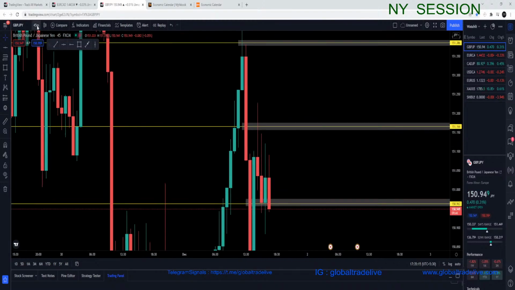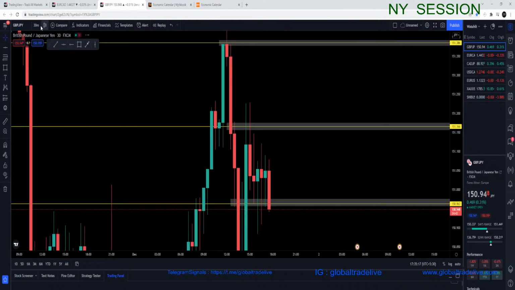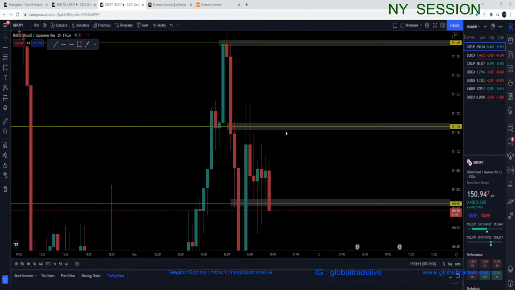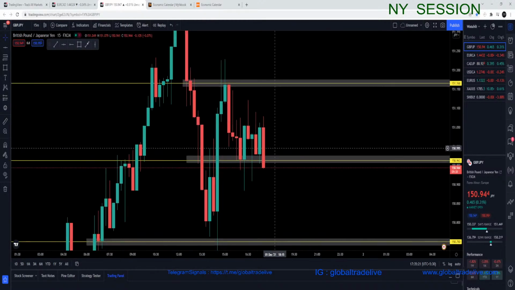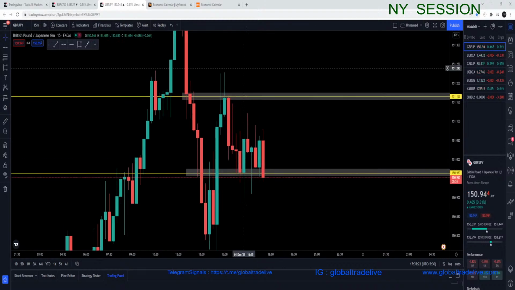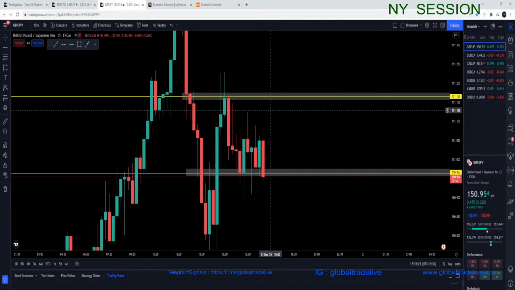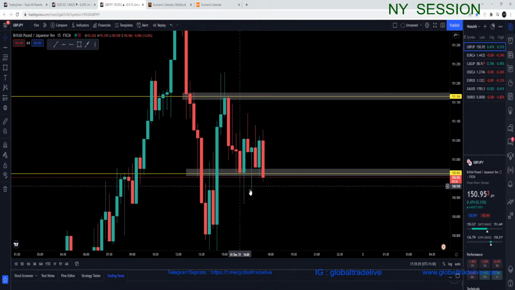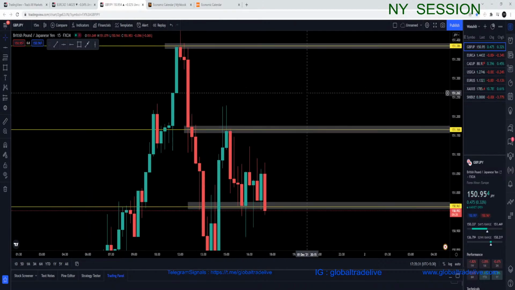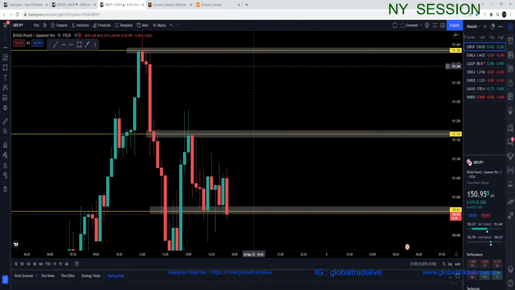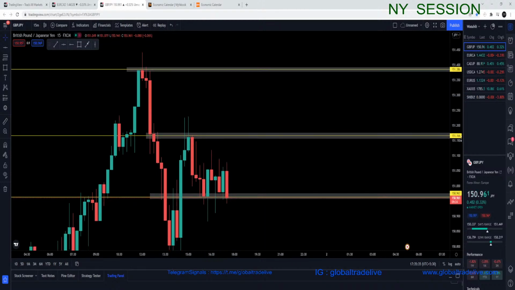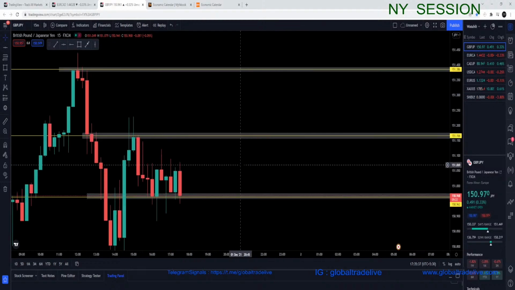So for now, this was all about GBP JPY. So let's see where this 15-minute will be closing and how this candle will be printing, because according to me it should be going up, so it should be rejecting these lower prices and areas, but that's only an idea. So let's see if this works or not.